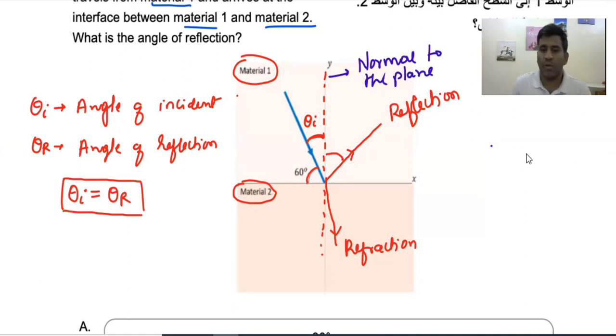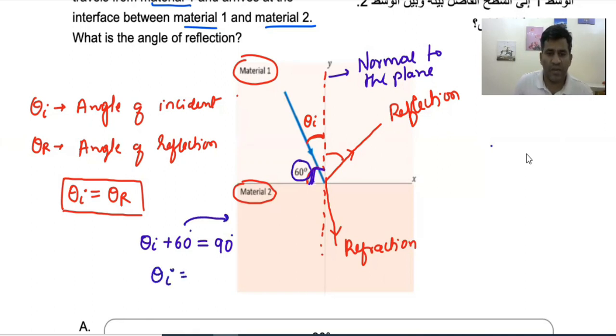Whenever we say normal, it makes an angle of 90 degrees with the surface plane. This angle is going to be 90 degrees. If one of the angles between the incident light and the plane is given to us as 60, then how do I write it? This can be written as: incident angle plus 60 degrees add up to give 90 degrees. So I can calculate the angle of incidence by arranging this. The angle of incidence is 90 minus 60 degrees, that is, 30 degrees.